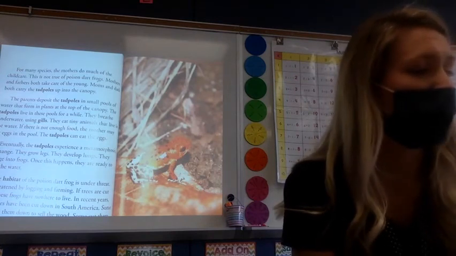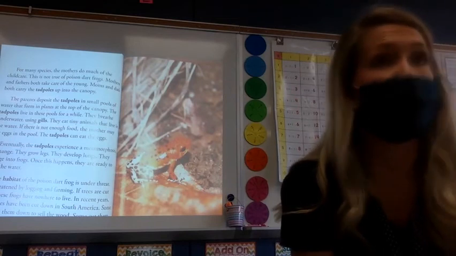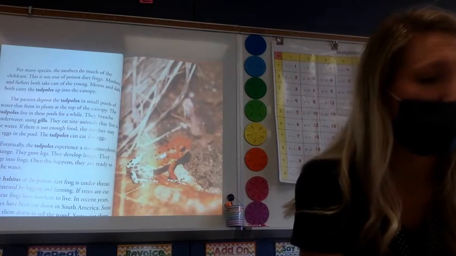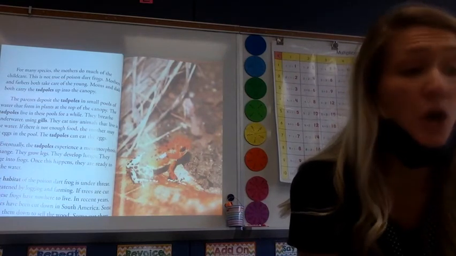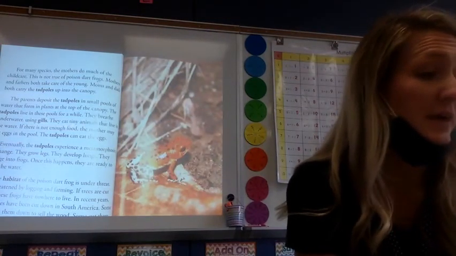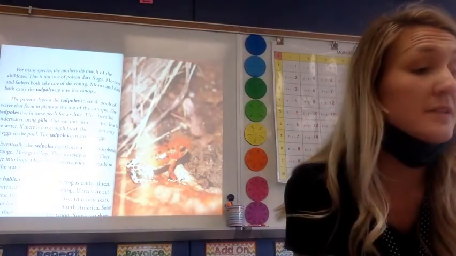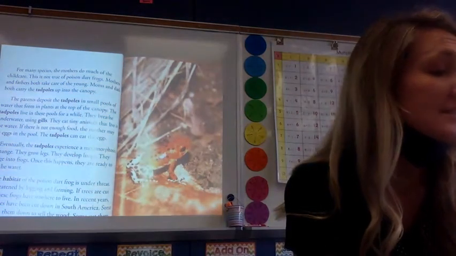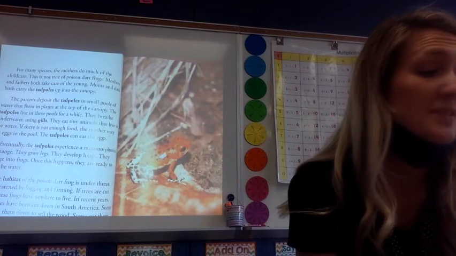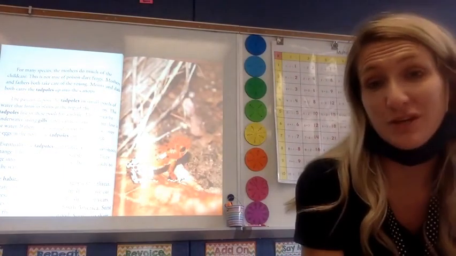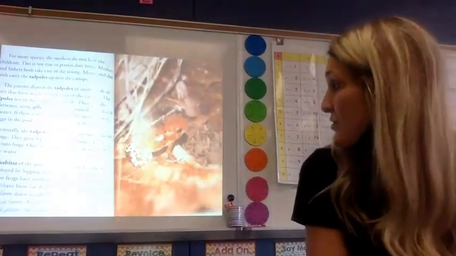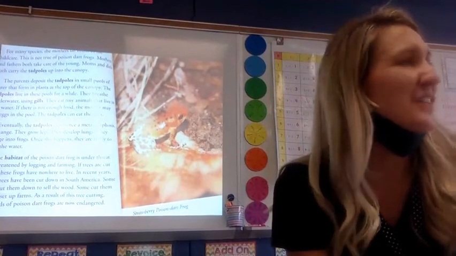The habitat of the poison dart frog is under threat. It is threatened by logging and by farming. If trees are cut down, these frogs have nowhere to live. In recent years, lots of trees have been cut down in South America. Some people cut them down to sell wood. Some cut them down to set up farms. As a result of this tree cutting, some kinds of poison dart frogs are now endangered. And this one right here is a little bit different color than we've seen so far. This is a strawberry poison dart frog. And he kind of looks like a strawberry, doesn't he?